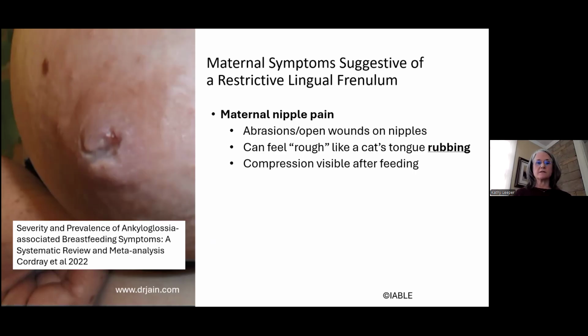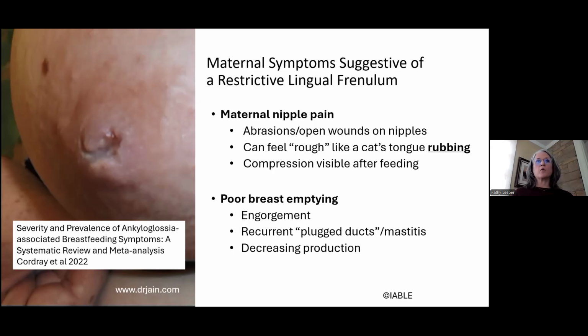And usually you can see compression after feeding. It's really rare, I'd say it doesn't happen, that a tongue tie is the cause of your pain if there's no compression, or at least a wound, even if there's no compression, because they can't get enough of it in their mouth to cause compression.